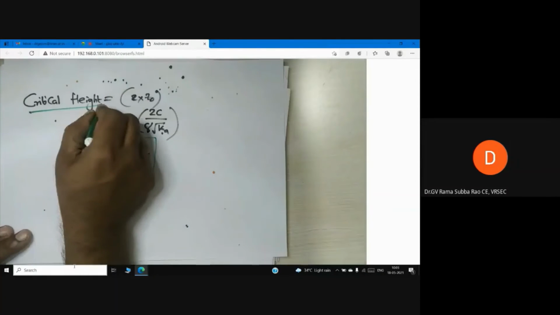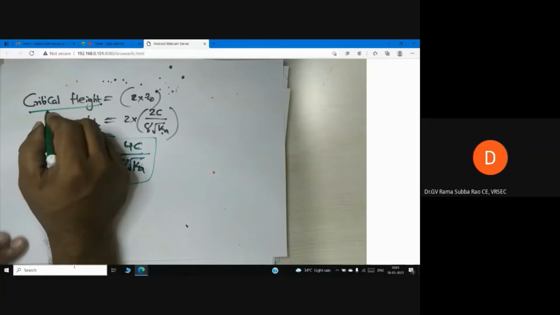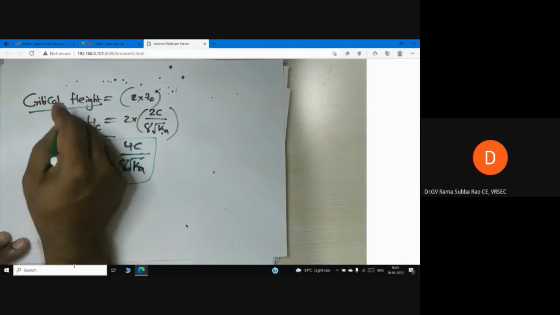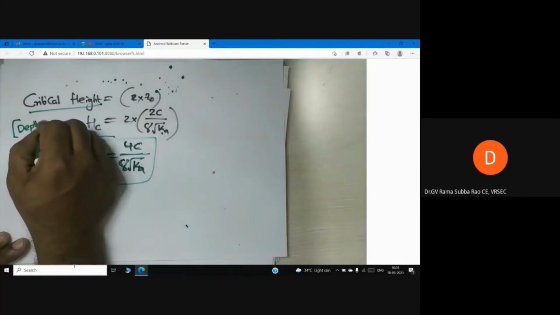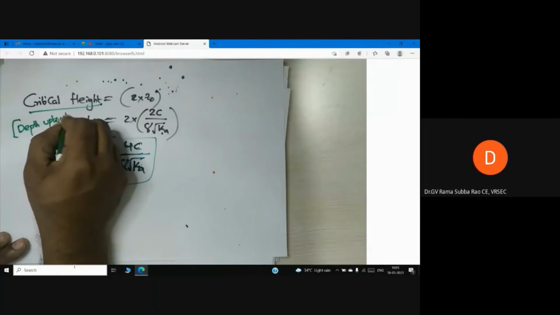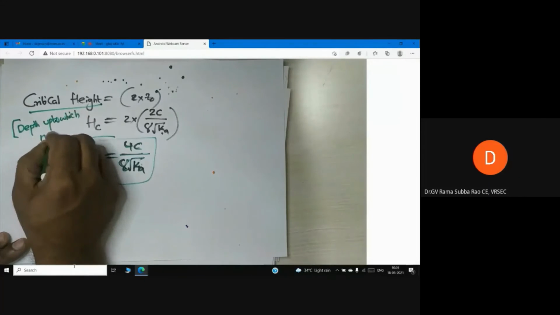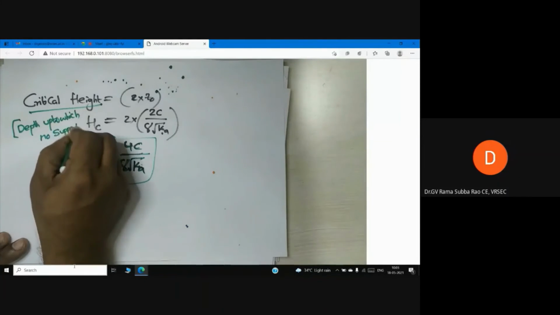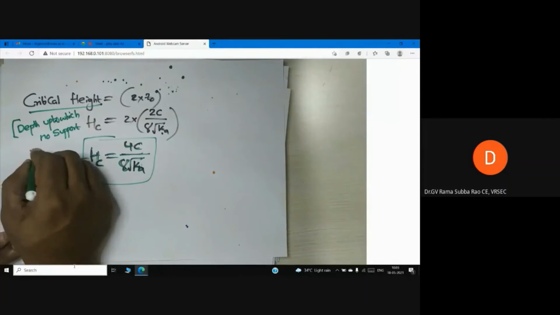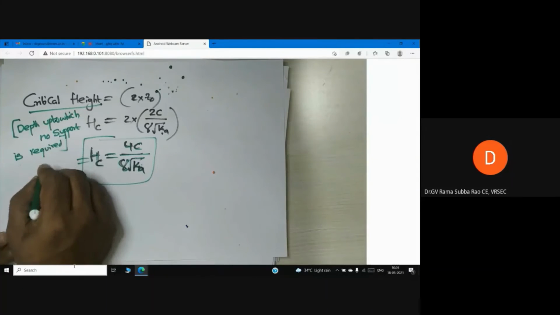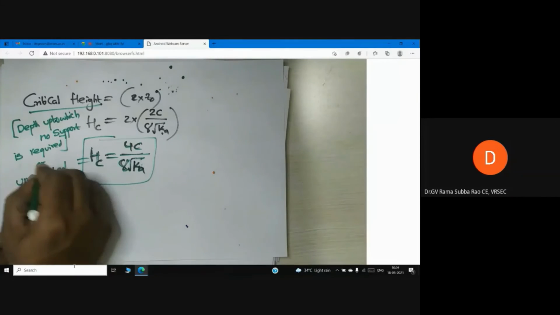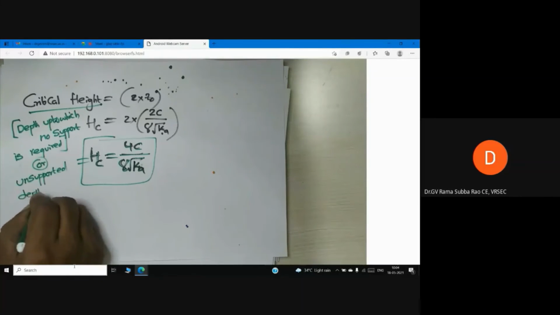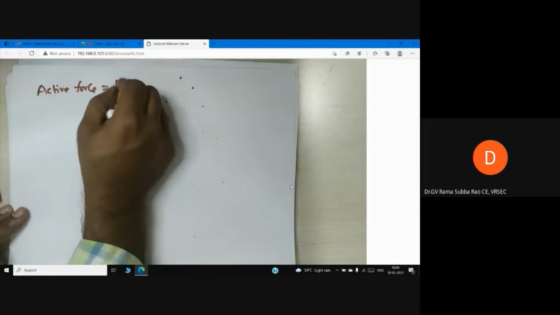Actually, the name critical height may not be easy to understand, but I will tell you. Here critical height means the depth up to which no support is required. I will repeat once again: depth up to which no support is required. In some books, they use a better term, unsupported depth.